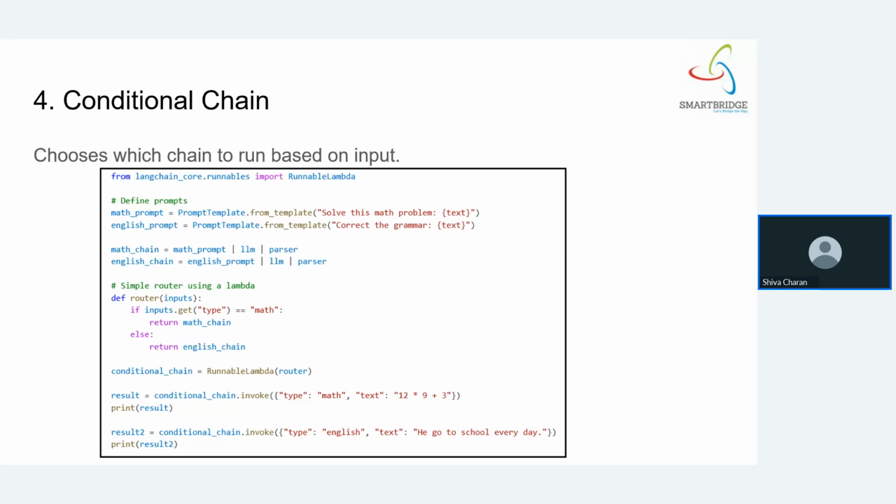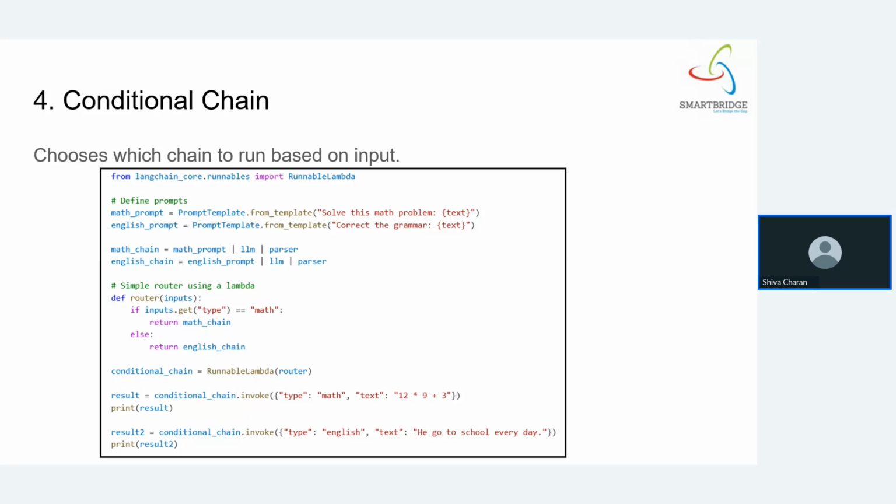Okay. So math chain means what is the prompt template here. Now the LLM will understand that the math problem needs to be solved. Then it will be solving that particular mathematics problem and it will give us the result. Okay, it will give us the result. So this is about the conditional chain.